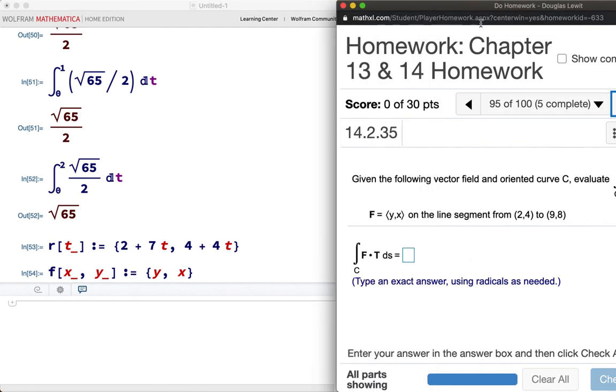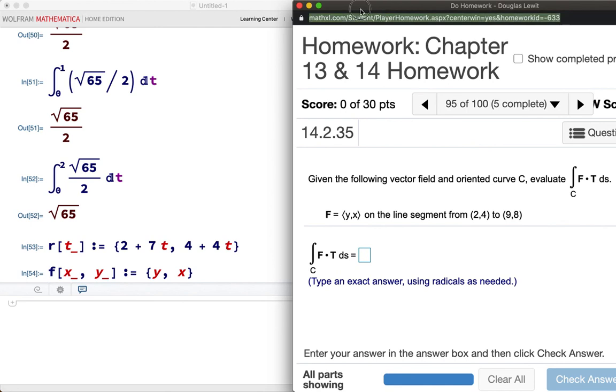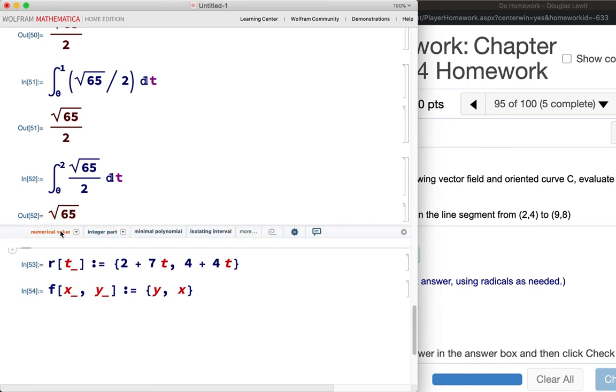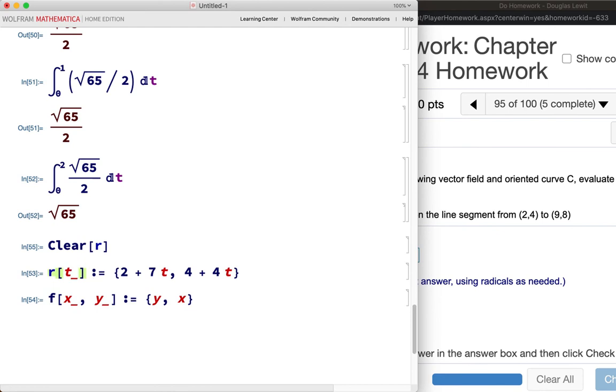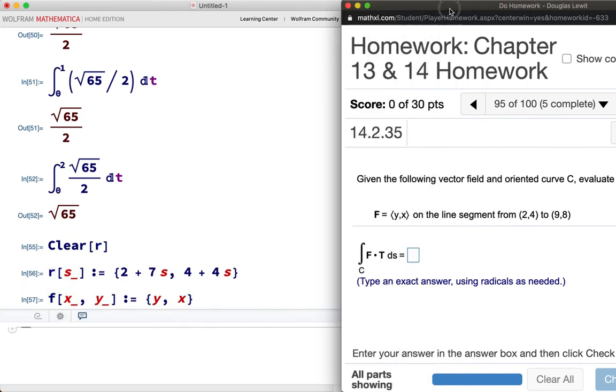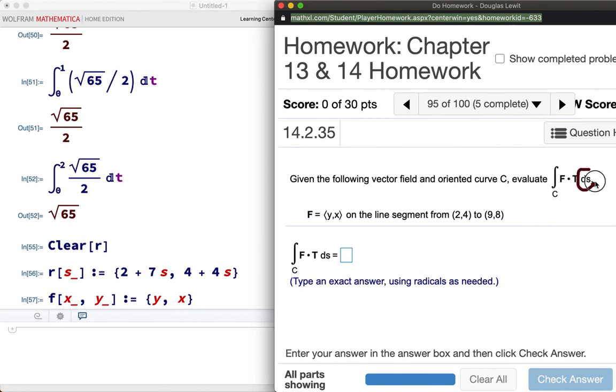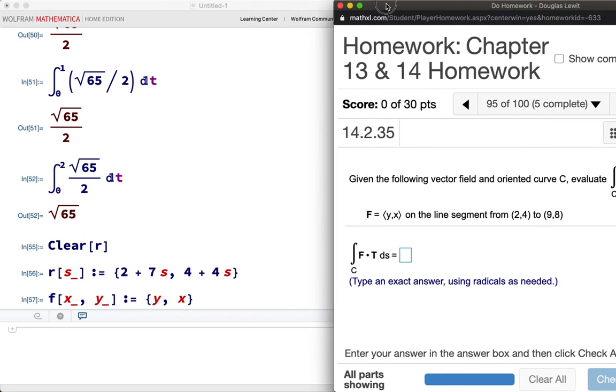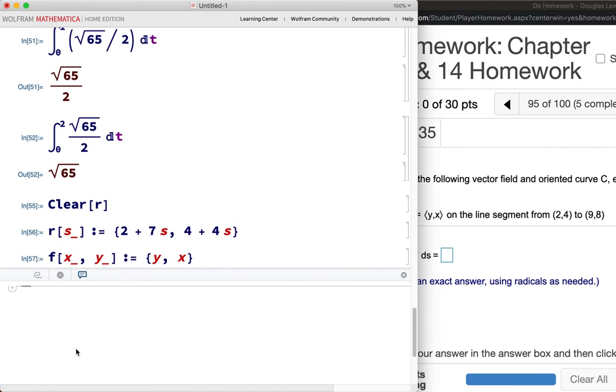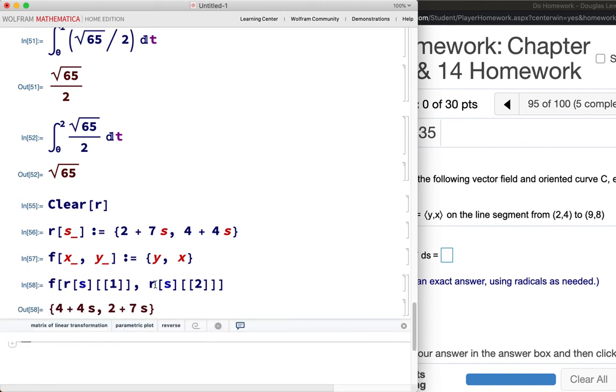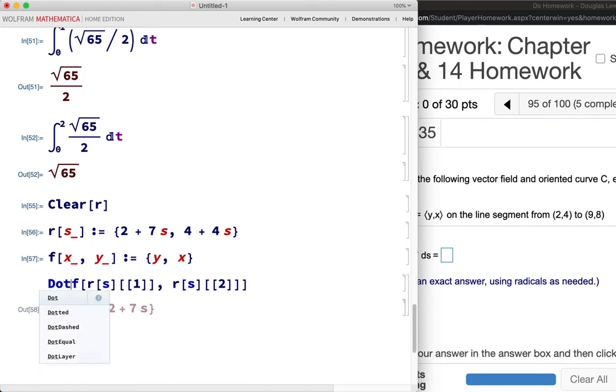Technically, I should be using s instead of t, since that's the symbol they're using right over here. So f of r of s, the x component and the y component. That's what I have. Then I'm going to have to find the dot product of that with the norm of the derivative of each component.